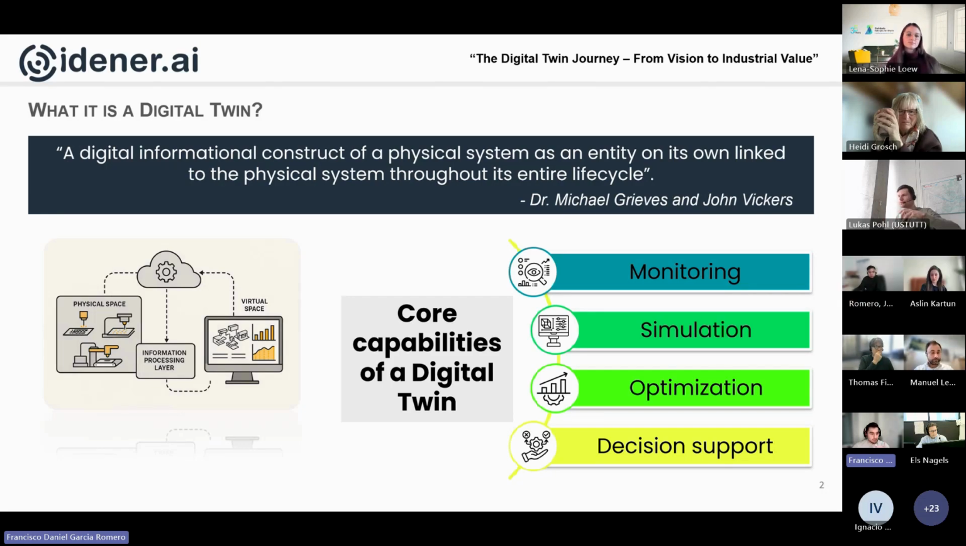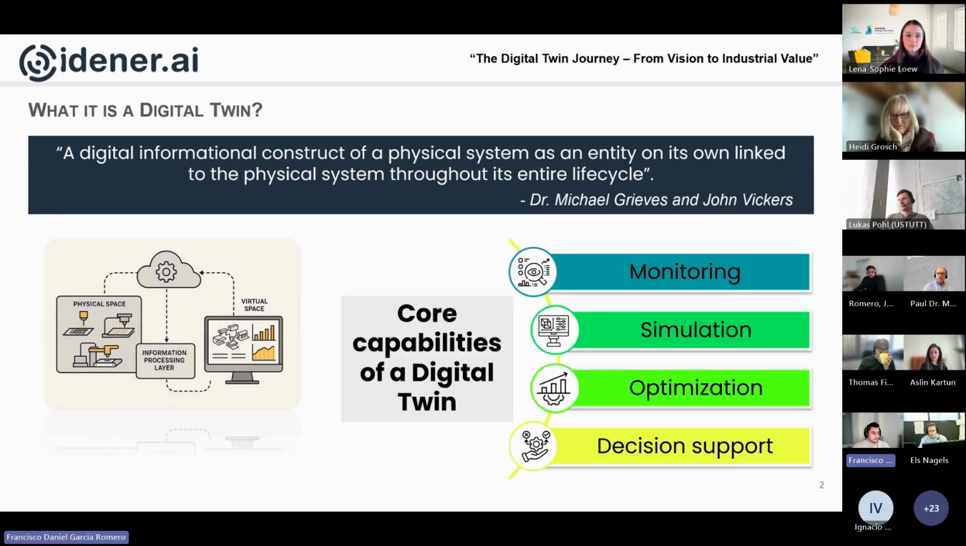It can be a machine, infrastructures, a process. Next, a virtual representation, which is a digital model that captures its behavior. And all of this connected with a layer of continuous data exchange between the physical and the virtual system, which is the third key element. And finally, the lifecycle integration, because the digital twin will evolve alongside how the real system evolves.